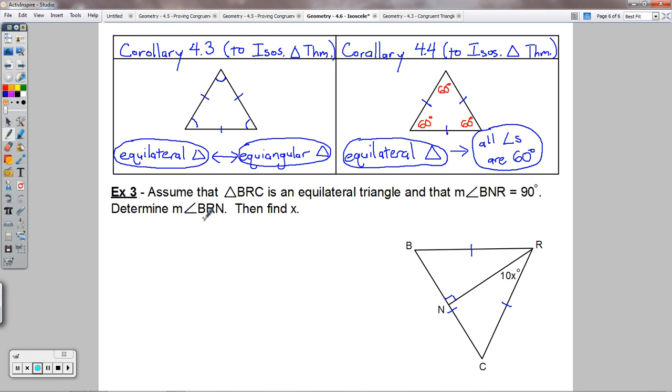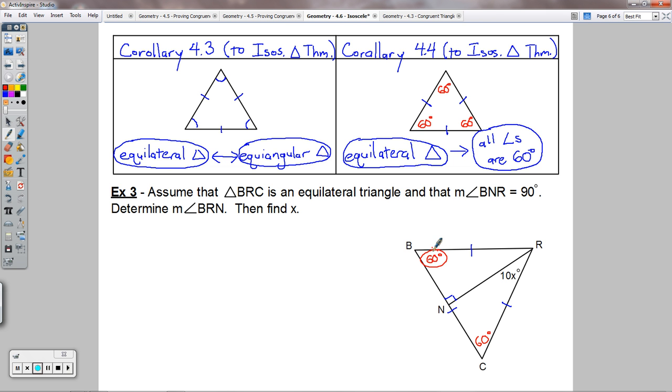Now we're trying to determine the measure of angle BRN, this one right here. If this is equilateral, I know that this is going to be 60 degrees right here, and so is this, and so is the whole thing. So I can label those. If that's 60 and this is 90, BRN should be pretty easy to figure out.